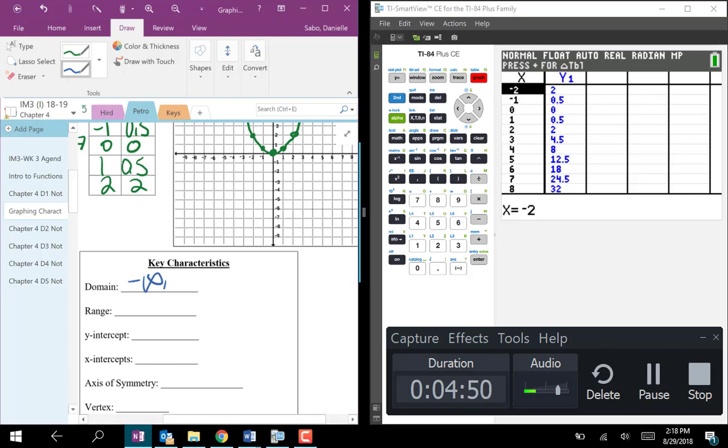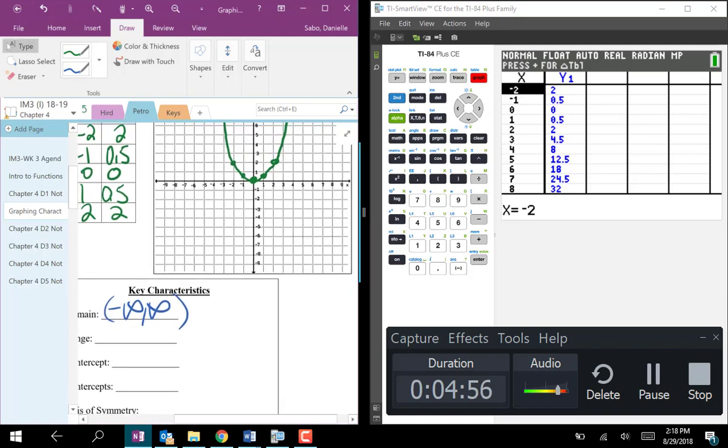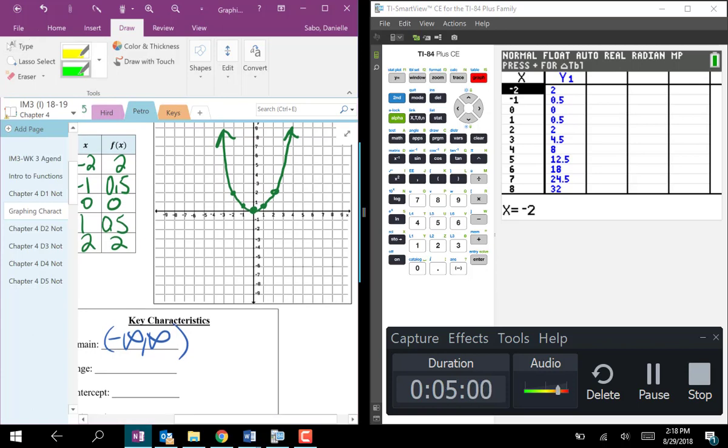All real numbers, which is negative infinity to positive infinity. Range. Range is bottom to top. So don't highlight with me, I'm just gonna show you. There is nothing here. It doesn't start from negative infinity to here, it has nothing. However, it starts here and it goes on forever up.